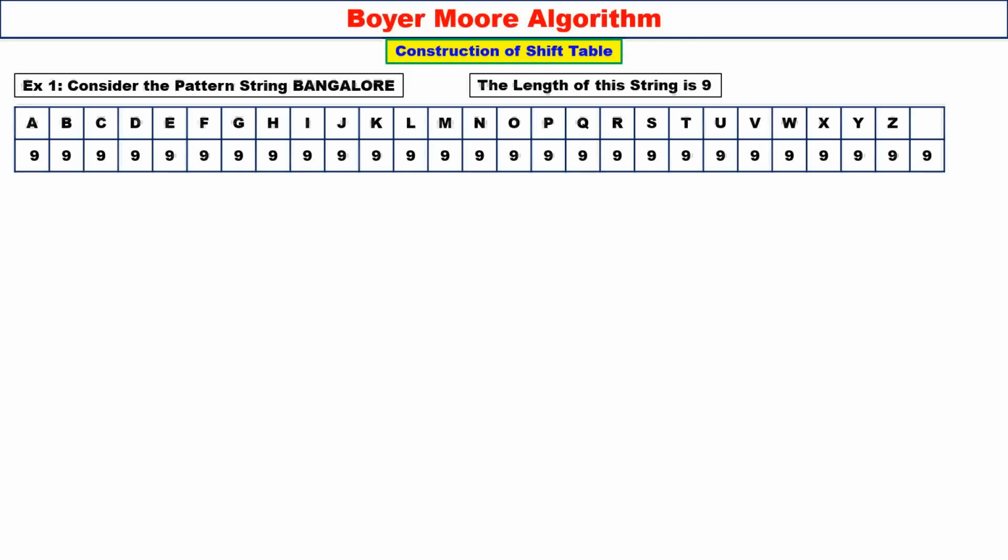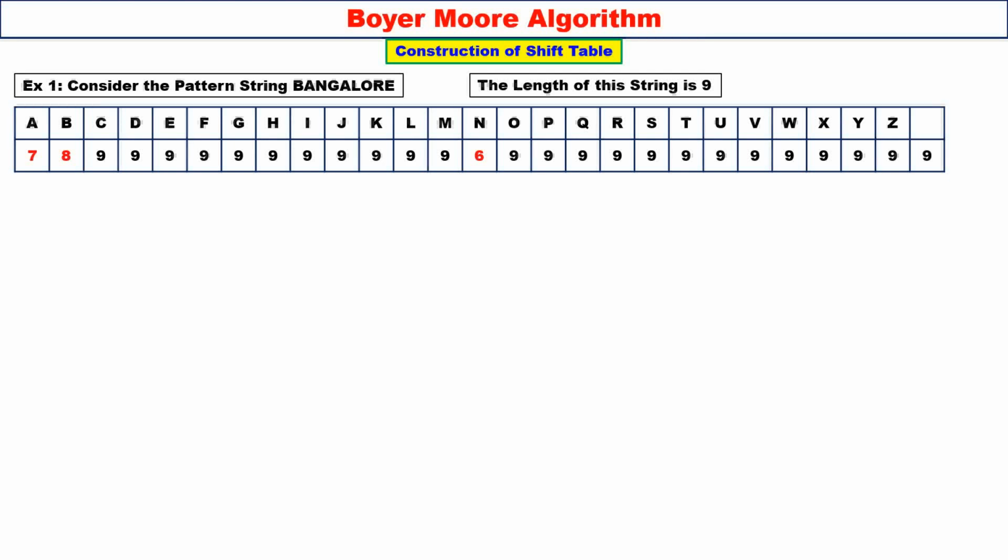In front of B, the first character, just count how many characters are there. 1, 2, 3, 4, 5, 6, 7, 8. Therefore, change B to 8. Next character is A. Just count how many characters are there in front of A. 1, 2, 3, 4, 5, 6, 7. Therefore, A should become 7. The third character is N. Just count how many characters are there in front of N. 1, 2, 3, 4, 5, 6. So, N will become 6.